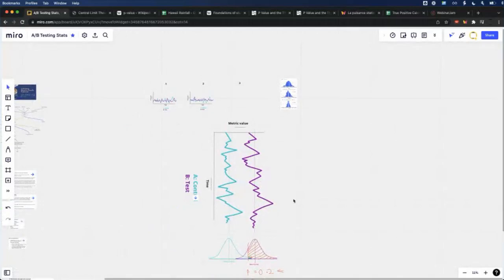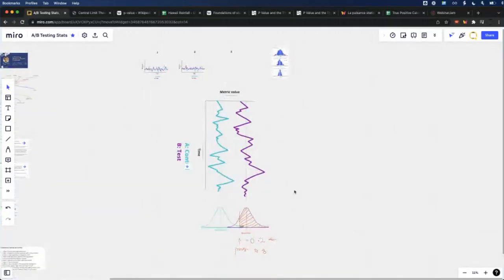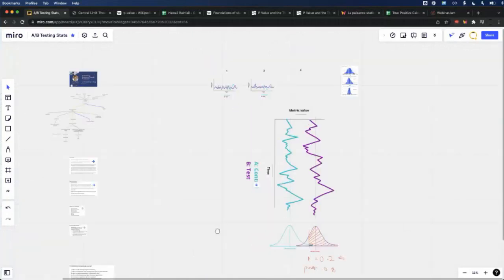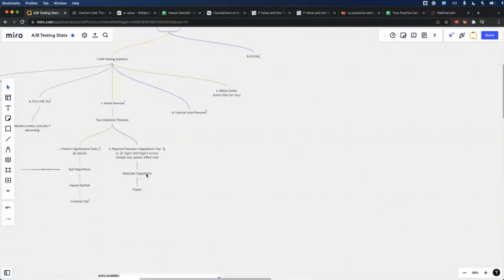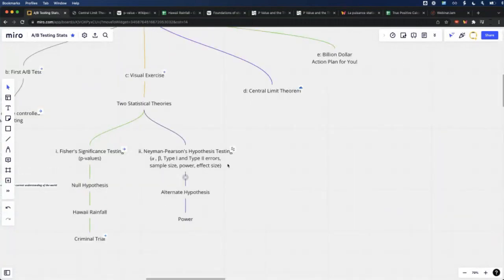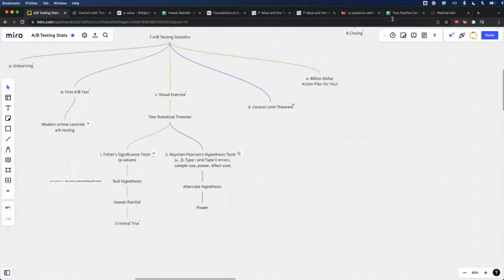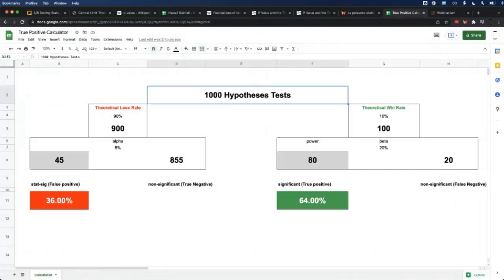So as long as you understand this engine of statistics, how it works as you keep collecting more and more data, you can associate it back to the p-value and hypothesis testing and their assumptions, and then come up with better guiding decisions. I want to quickly show you this true positive calculator.